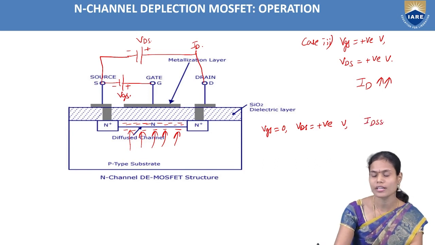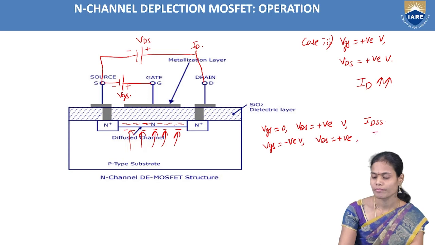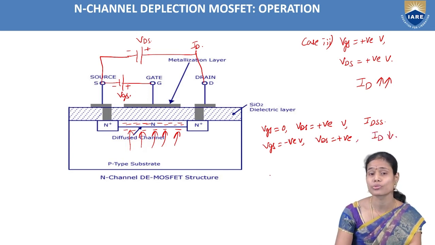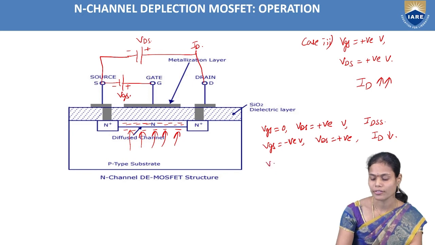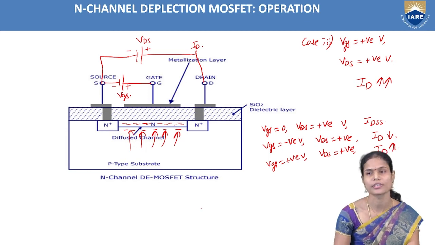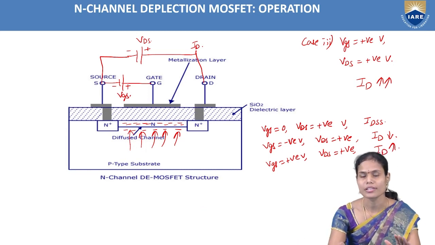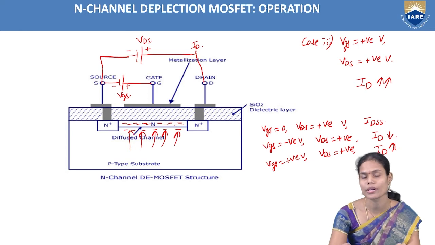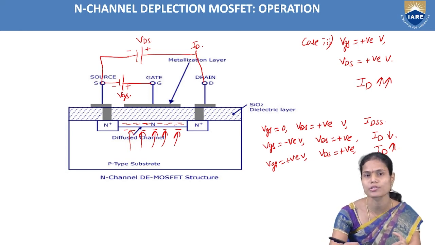drain current as the constant saturation current IDSS. And when VGS is equal to a negative voltage and VDS is equal to a positive voltage, in this case the drain current is decreasing due to the negative voltage at the gate. And when VGS is equal to a positive voltage and VDS is also a positive voltage, in that case the drain current is increasing. So we can say the depletion type of MOSFET will operate in both the depletion mode as well as in the enhancement mode.